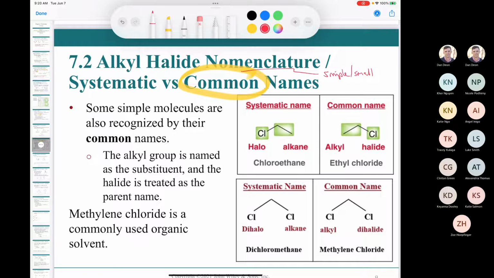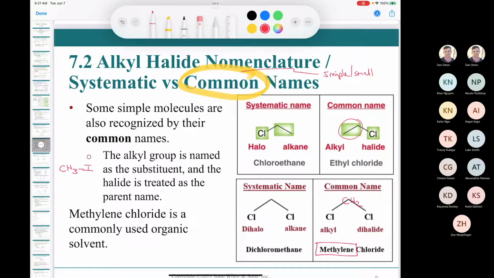So let's see here. Some simple molecules are recognized by their common name. We just give the name of the alkyl group, and then we name the halogen. For example, if you have an ethyl group and a chlorine on it, you'd call it ethyl chloride. Let's imagine you had a methyl group with an iodine on it. You'd call it methyl iodide, so on and so forth. I think I told you the other day that a CH2 group is called a methylene. So if you had CH2 with 2 chlorines on it, you'd call it methylene chloride.